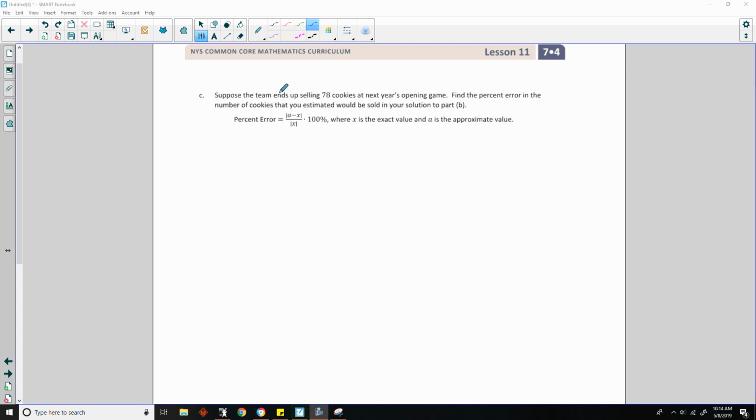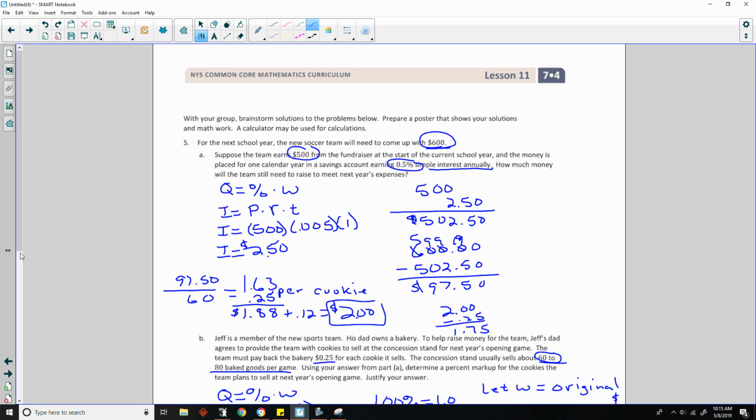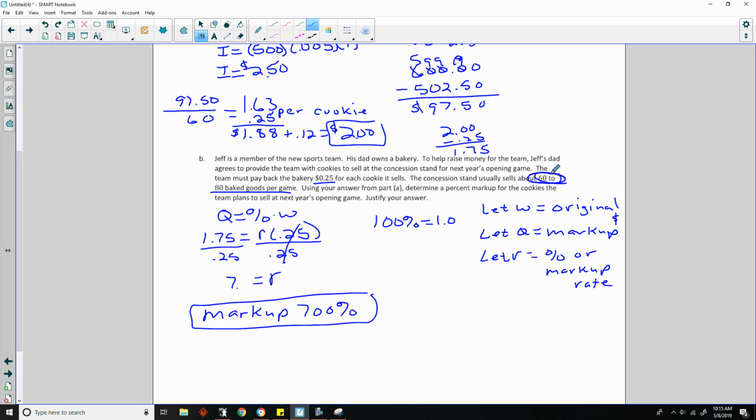Okay, now part C says, suppose the team ends up selling 78 cookies at next year's opening game. Find the percent error in the number of cookies that you estimated would be sold in your solution to part B. Percent error equals the absolute value of A minus X over X times 100%, where X is the exact value and A is the approximate value. So we estimated 60 cookies would be sold. So first of all, I'm going to assign my values. We're going to let A equal 60, because if you remember, if I go back here, we're going to estimate the 60 cookies sold. That's how we found these values.